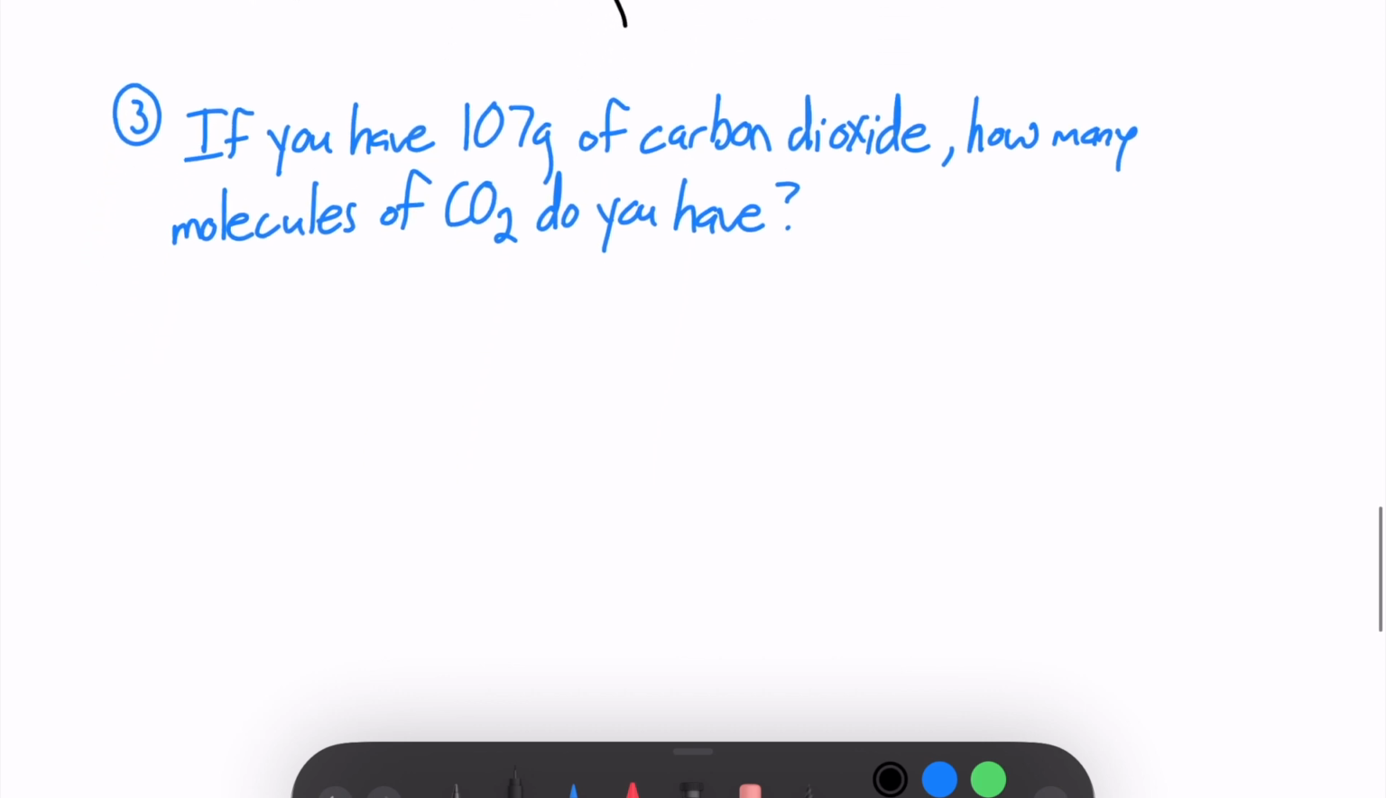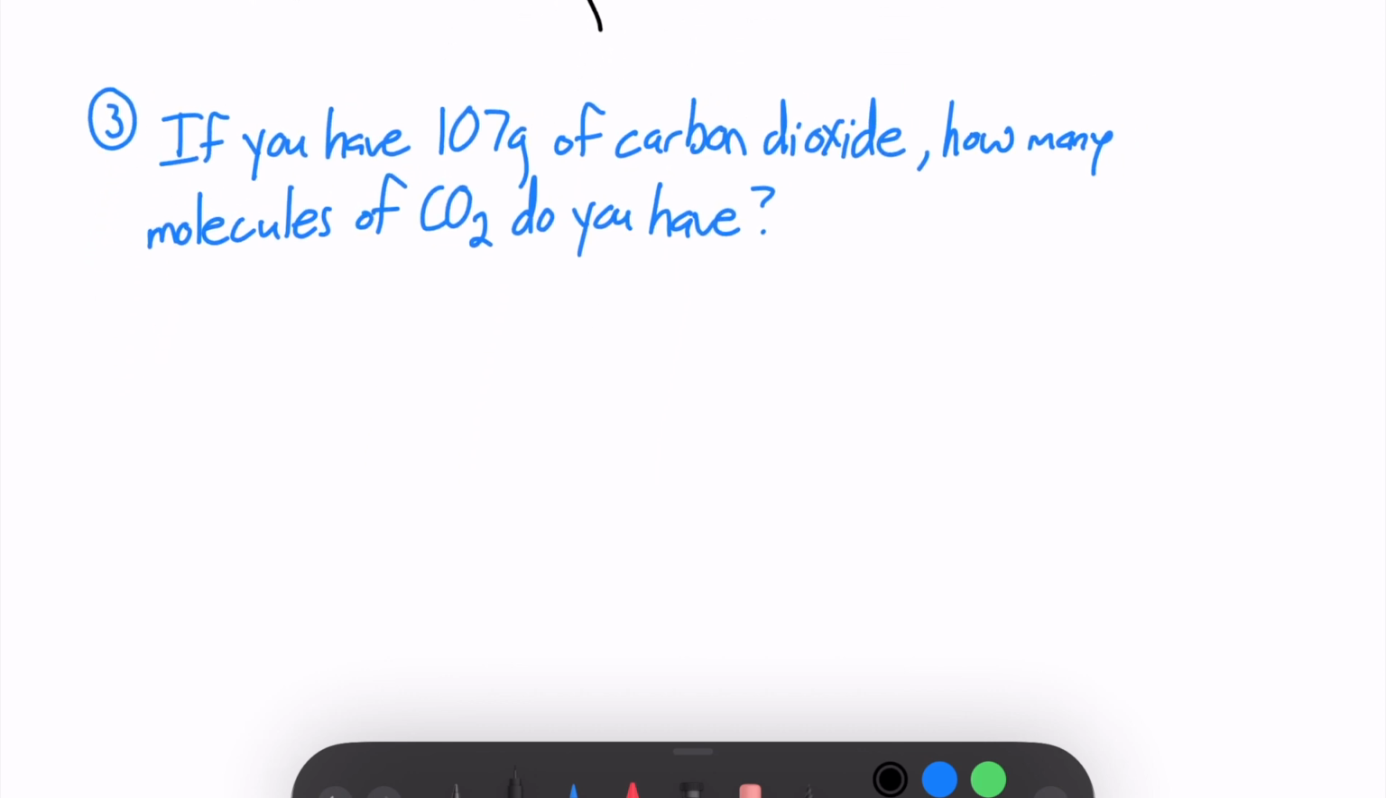This is going to be a 2-step process though. It says if you have 107 grams of carbon dioxide, how many molecules of CO2 do you have? Okay. So again, because we're working with mass, we see our grams here, right? Because we're working with mass, we need to figure out the molar mass of carbon dioxide. Okay. So CO2, remember CO2 is going to be 1 carbon, 2 oxygen.